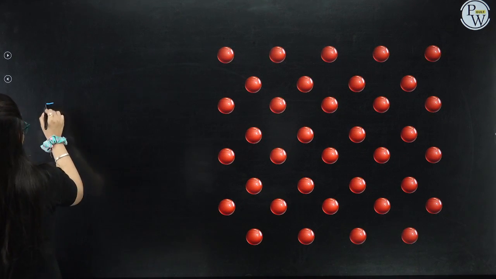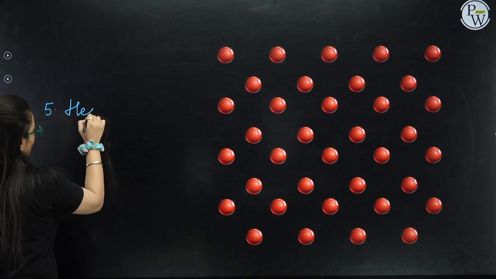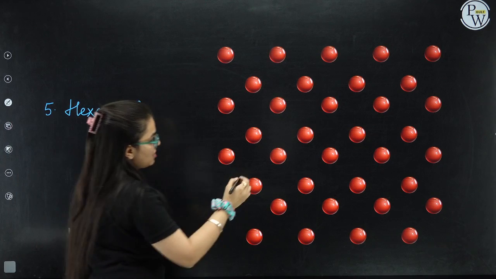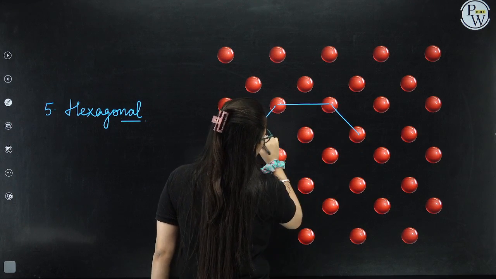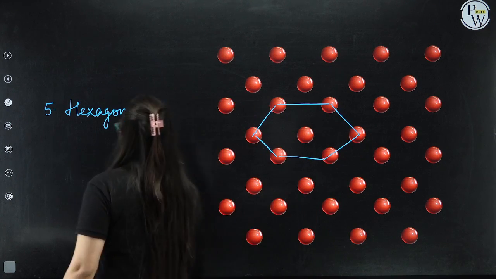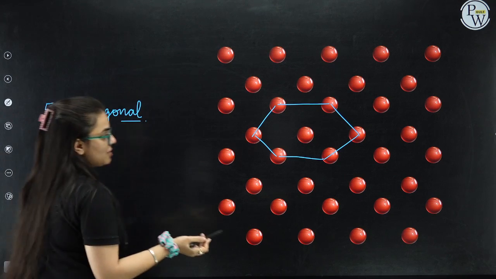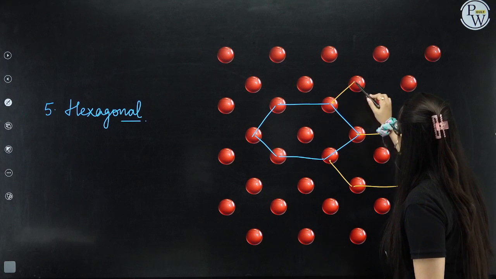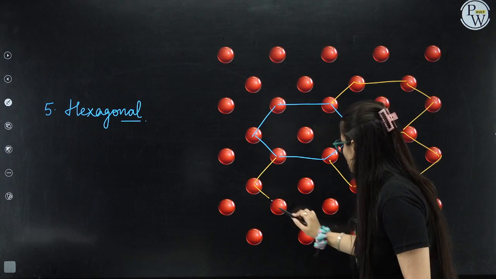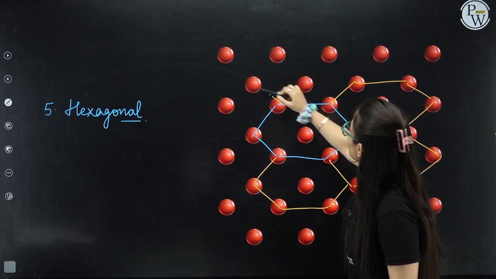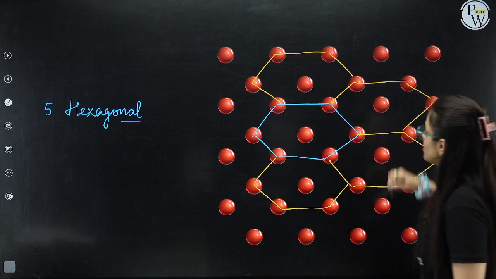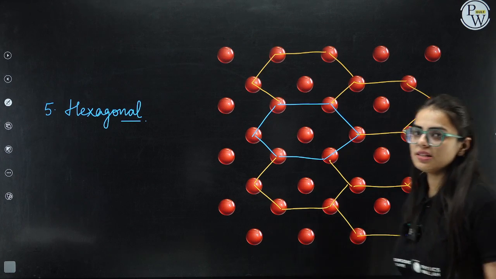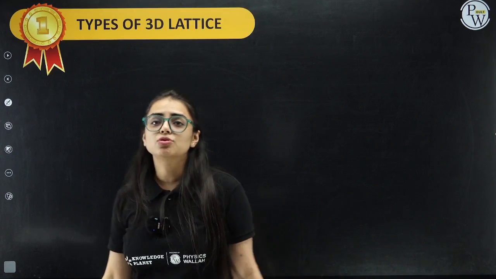The last 2D lattice type is going to be hexagonal, because it forms a hexagon. And when you repeat this hexagon, you are going to form a bigger structure. You are going to obtain a wider, bigger crystal structure. Clear guys? Okay. So, now students, this was about the types of 2D lattice.